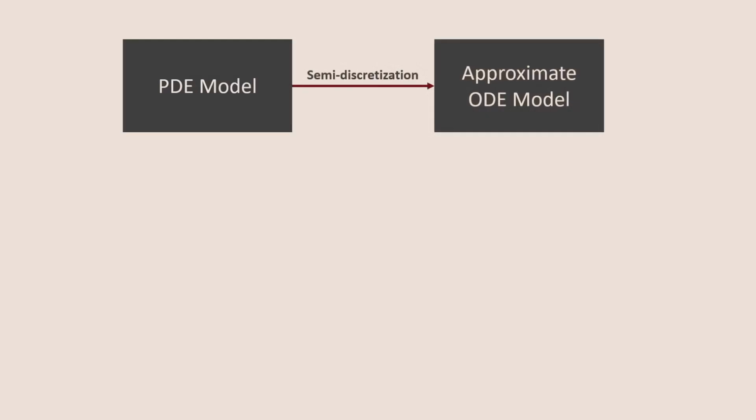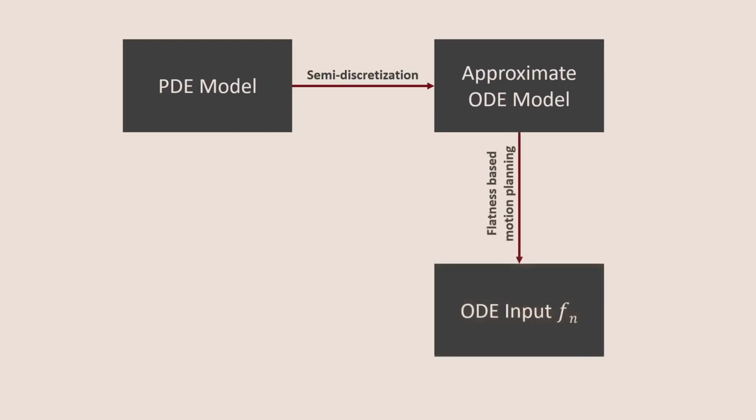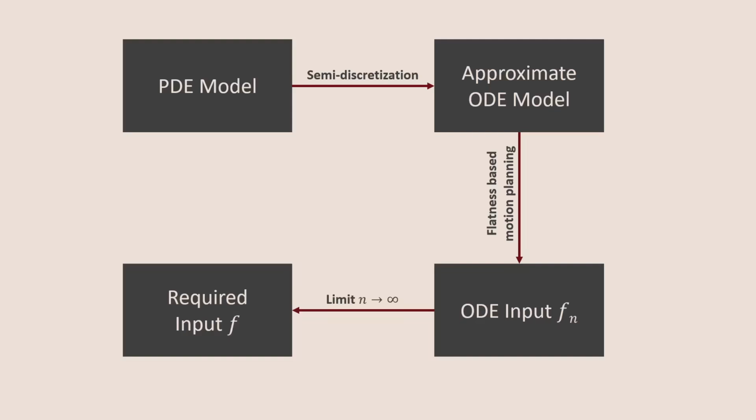We address this motion planning problem using the early lumping approach. In this approach, the length of the beam is discretized into n points and the spatial derivatives in the PDE model are approximated. The approximate model that we obtain is governed by an ordinary differential equation, or an ODE. Solving a motion planning problem for this ODE model using flatness, we obtain a control signal F_n, and by taking the limit of these F_n's as n goes to infinity, we arrive at the control input F, which solves our problem.